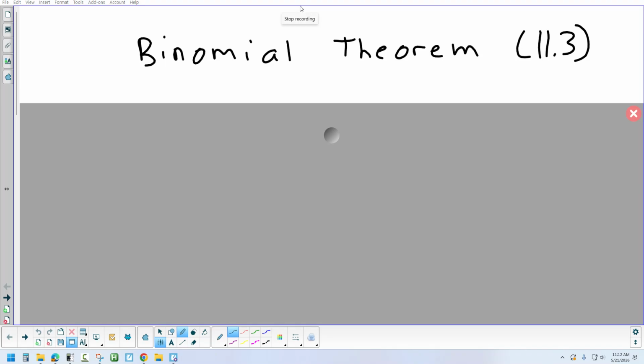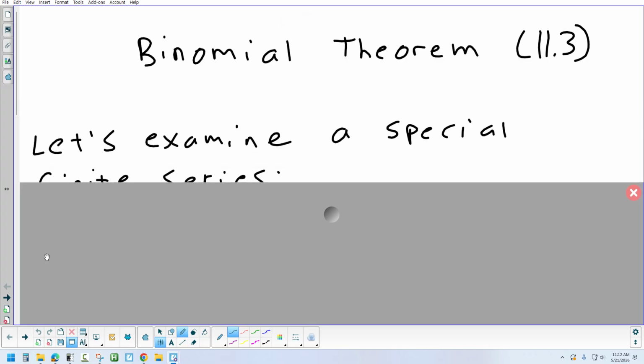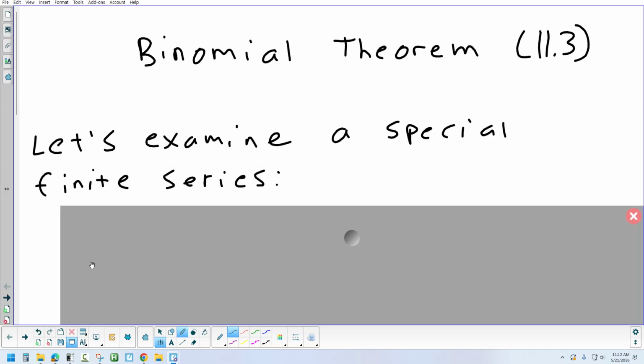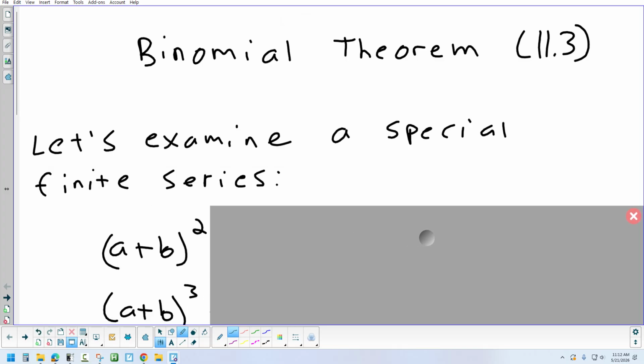All right, so last section we're going to look at is 11.3. It's called the Binomial Theorem. And we're going to start by looking at a sum, two things added together. But we're going to take a sum and raise it to a power. So I want to start with a plus b squared. What do you get when you square the sum a plus b?